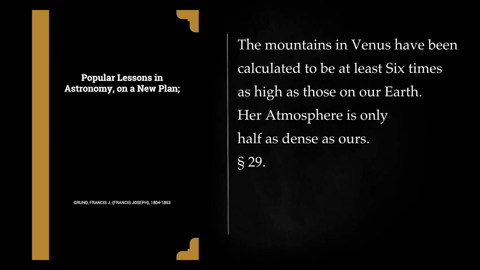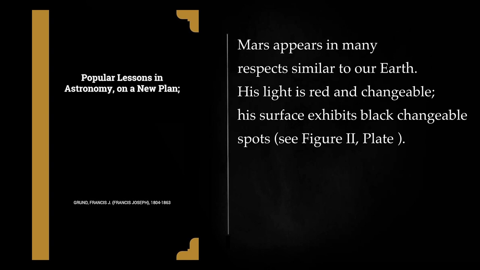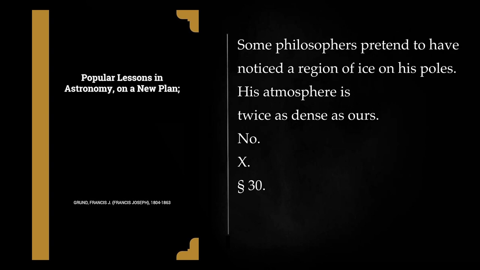Section 29. Mars appears in many respects similar to our Earth. His light is red and changeable. His surface exhibits black changeable spots, see Figure 2, Plate. Some philosophers pretend to have noticed a region of ice on his poles. His atmosphere is twice as dense as ours.